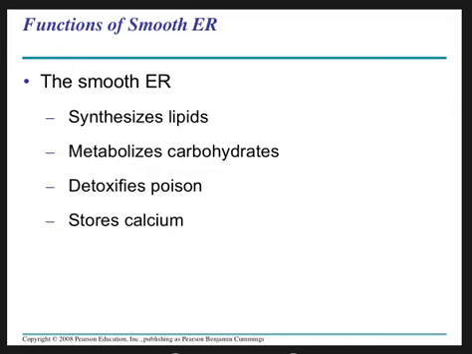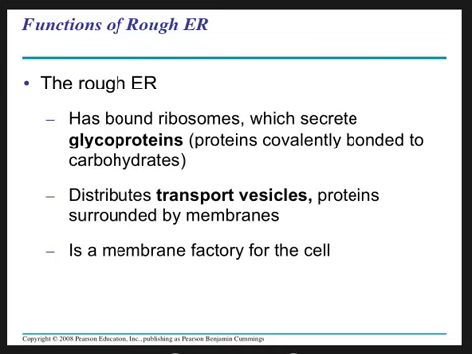We're going to metabolize carbohydrates. We're going to detoxify poisons, and we're going to store calcium. So those are the big four that the smooth endoplasmic reticulum is responsible for. The rough endoplasmic reticulum, again, different structure, different function. So remember, it has the ribosomes that are bound to it.